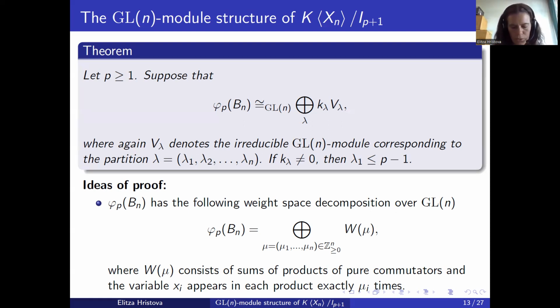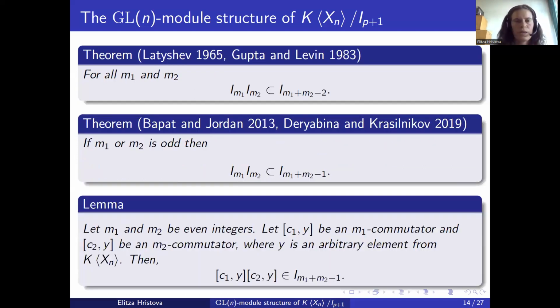We just need to estimate how big products of pure commutators we can fit in our subalgebra. And then, after we have estimated the length of these products, we can estimate how many times the variable x1 can appear. And in order to do that, we use some theorems about products of commutators.